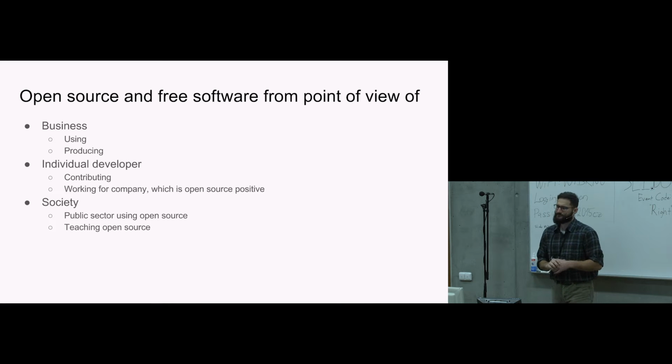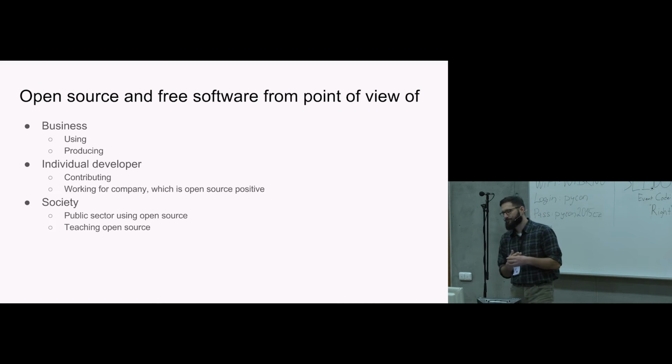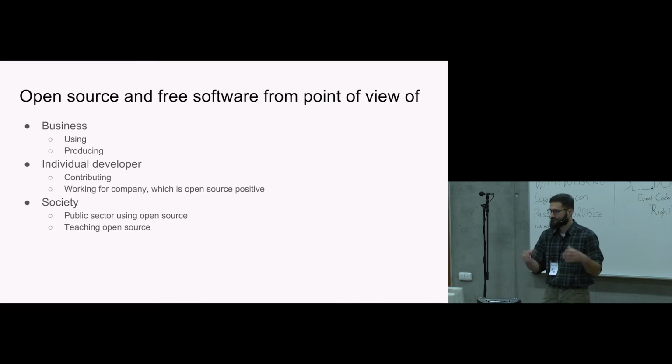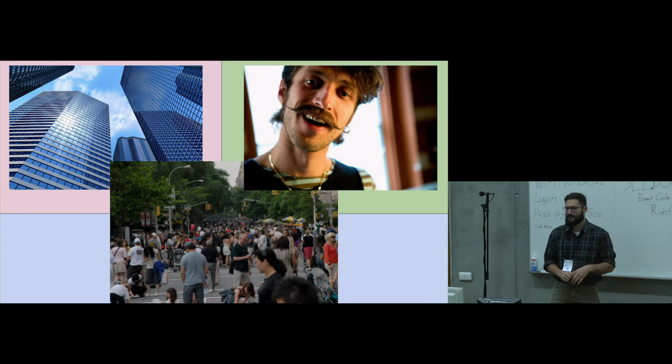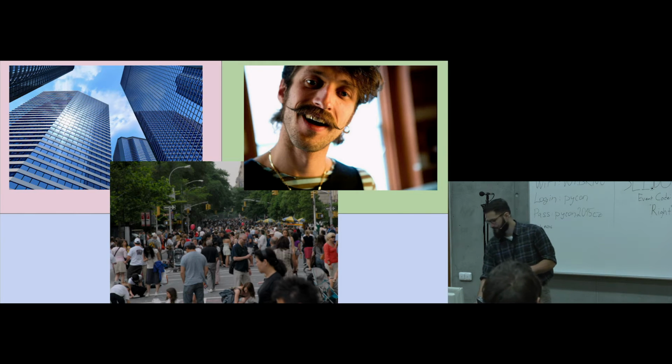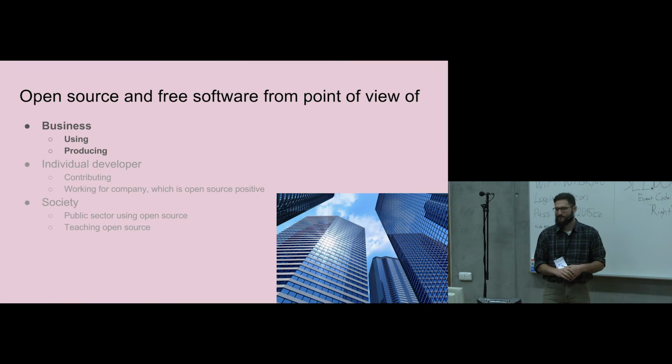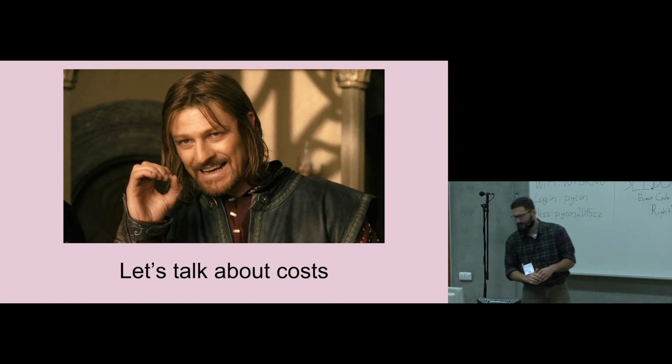In this talk, I would like to look at open source and free software from the point of view of business, individual developer, and society. Business, developer, and society. Because there are different costs and benefits from each of these points of view, if you are using the software, or if you are producing it. So first, let's talk about business. And let's talk about costs first.